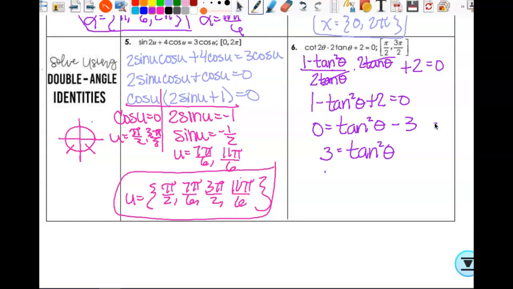So when we take the square root of both sides, this is the tangent theta is equal to plus or minus the square root of 3.